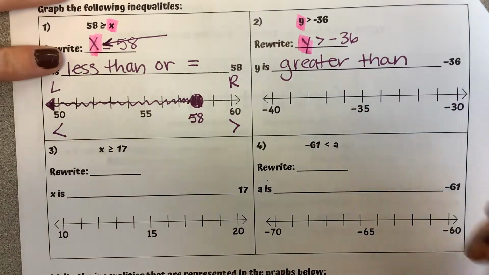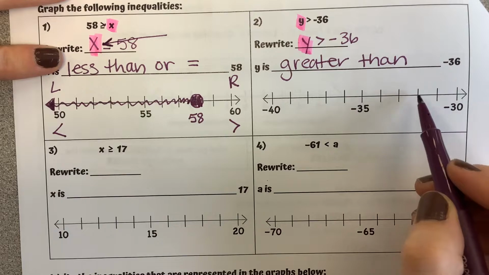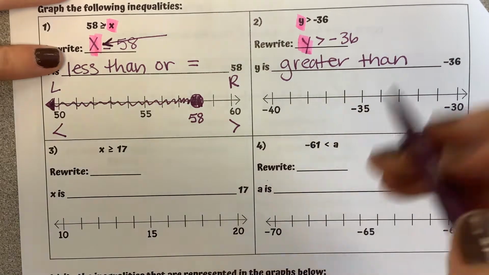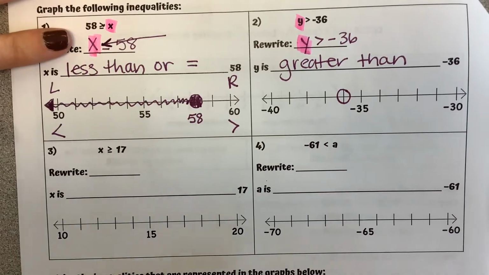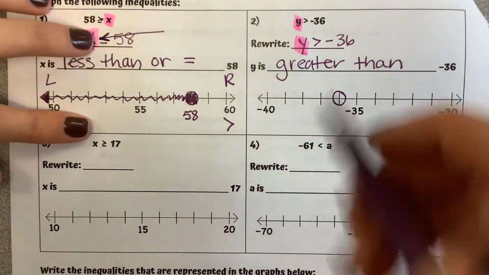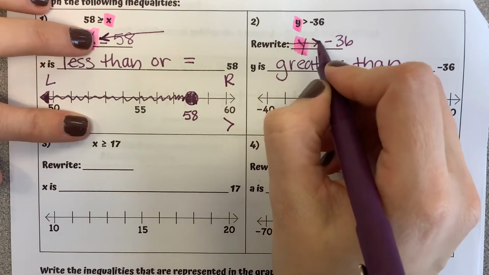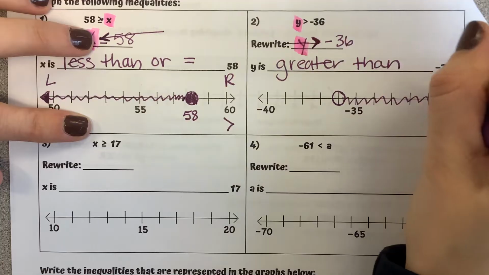So negative 36, remember, negatives work the opposite way. So negative 30, 31, 32, 33, 34, 35, negative 36. Drawing my circle. There's no equal to part, so it's going to stay open like that. And our inequality symbol points in the direction we need to shade, which is to the right.